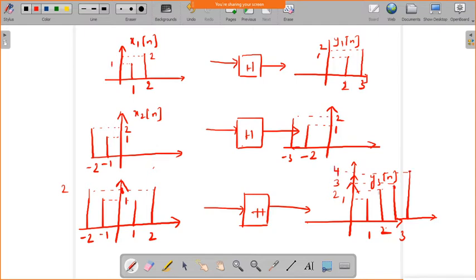Now see whether this system is linear or not. Find out whether the system is linear or not. Find out. This is the index 4. Is this system linear?